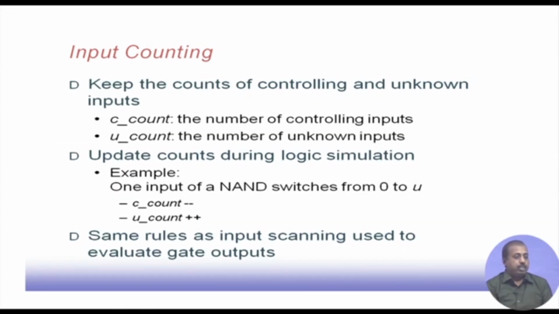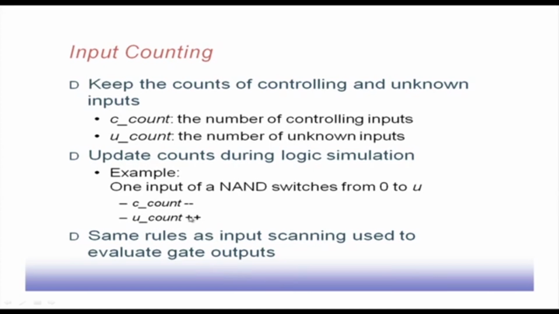Another approach, which is similar to this input scanning method, is known as the input counting method. What it does is keep count of the controlling and unknown inputs. C count is the number of controlling inputs and U count is the number of unknown inputs. It will update the counts during the logic simulation. For example, if one input of a NAND gate switches from 0 to U, the C count will be decremented and the U count will be incremented.